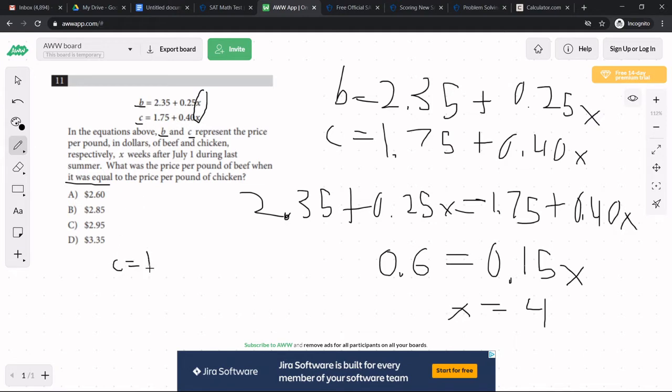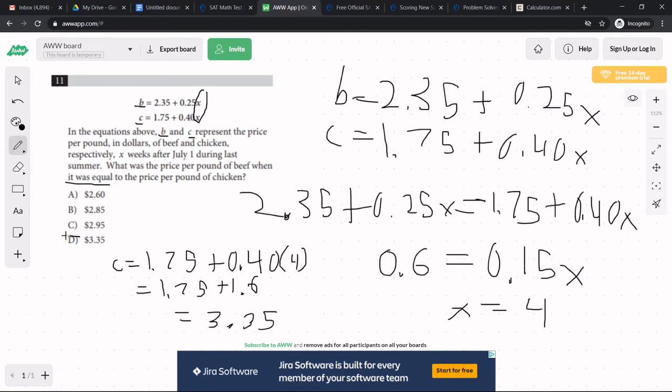C equals 1.75 plus 0.40 times 4, 1.75 plus 1.6 equals 3.35. So your answer is going to be D.